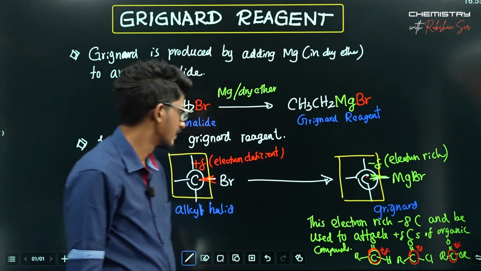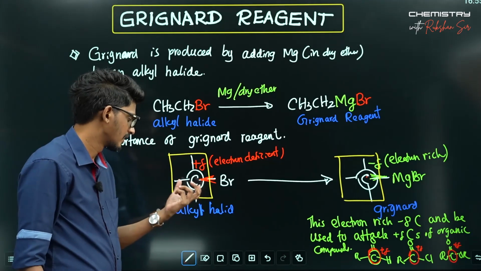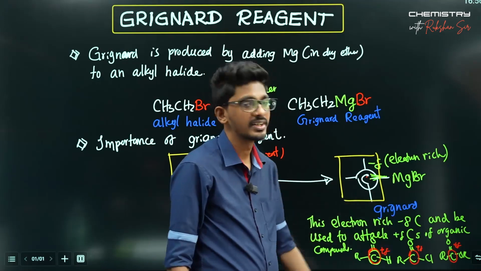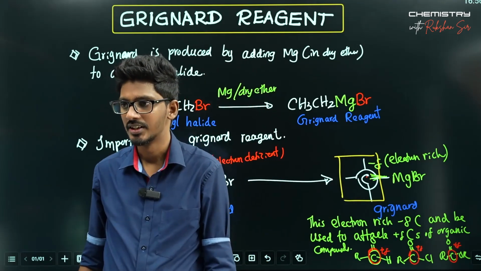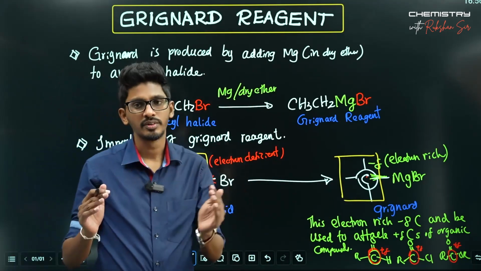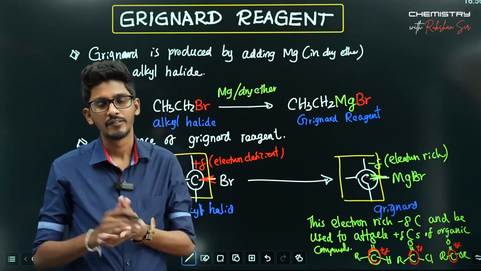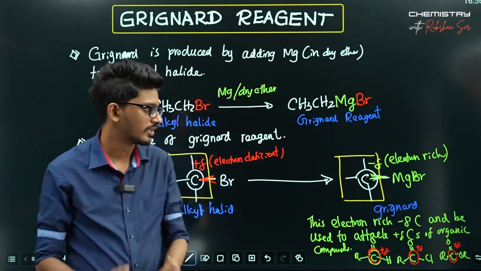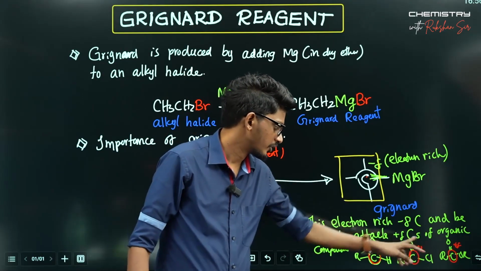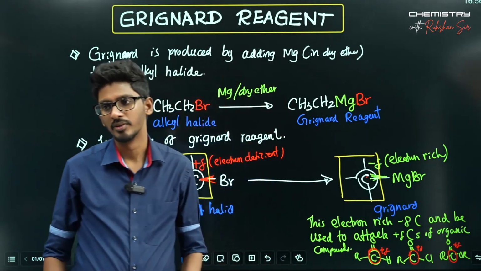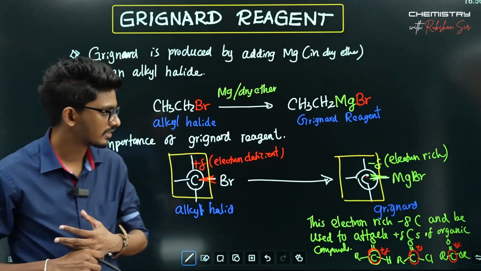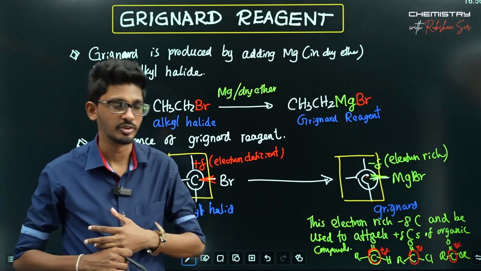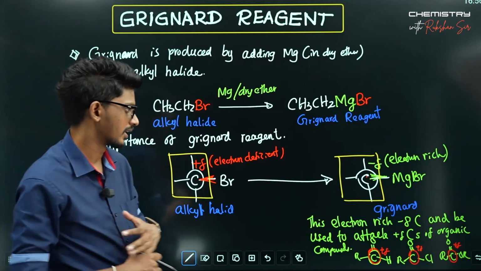You converted the electron deficient carbon of the alkyl group to an electron rich carbon by forming a Grignard reagent. That is the importance of forming a Grignard reagent from an alkyl halide. Now your alkyl group can be used to attack an electron deficient carbon in other organic compounds. The idea is clear, no? Those things are mentioned on page number 11 of your notes. Let's go to that.